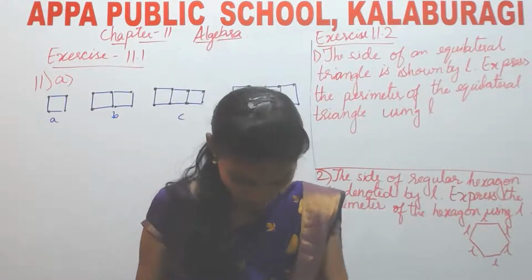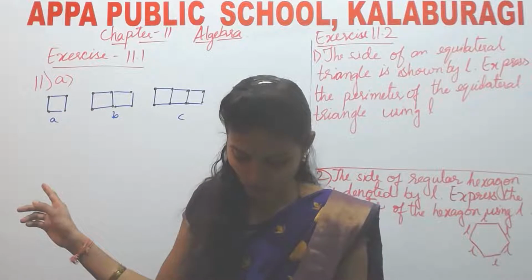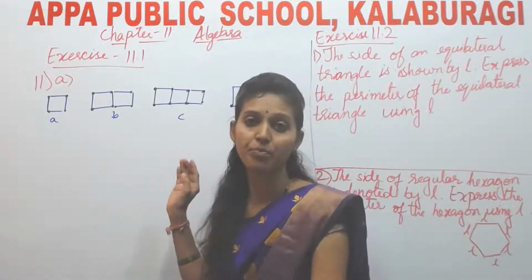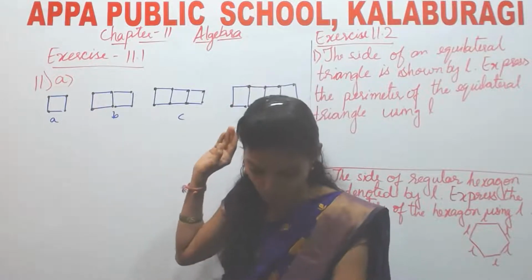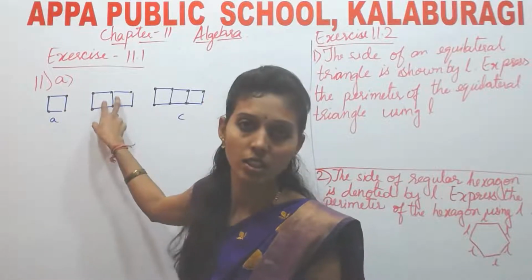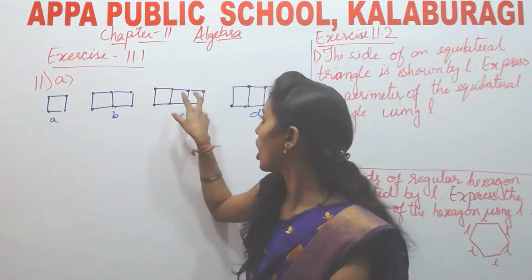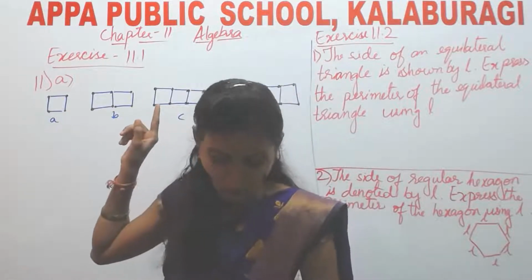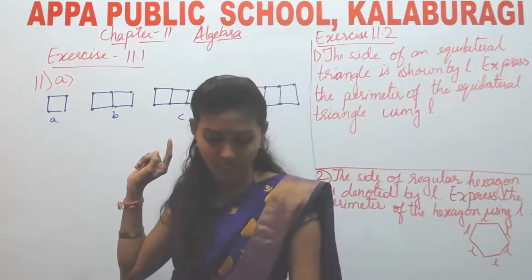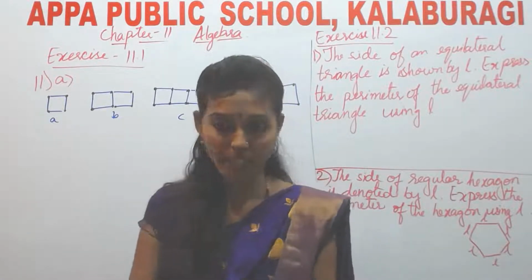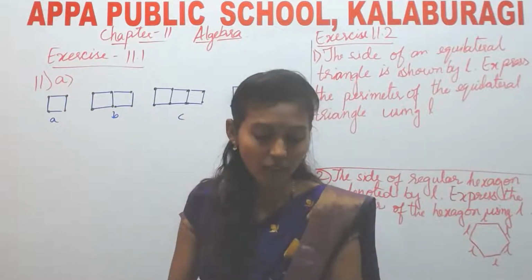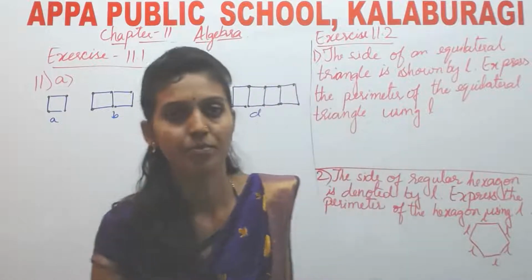Fine. See, look at the following matchstick pattern of squares. The squares are not separate, they are together. Two neighboring squares have a common matchstick. Observe the patterns and find the rule that gives the number of matchsticks in terms of the number of squares. See what they said.